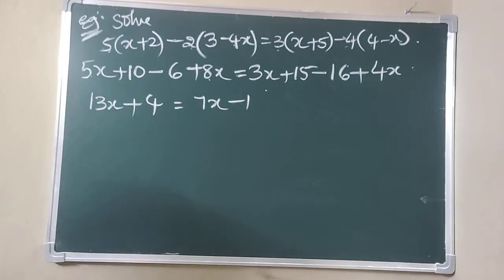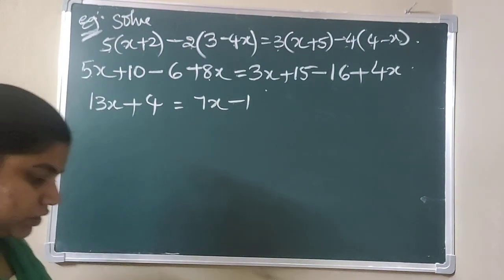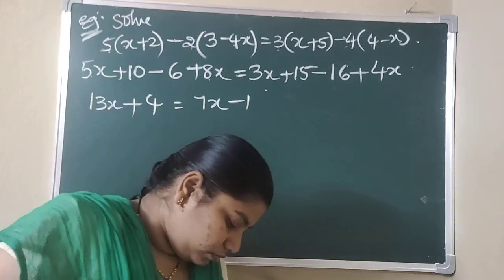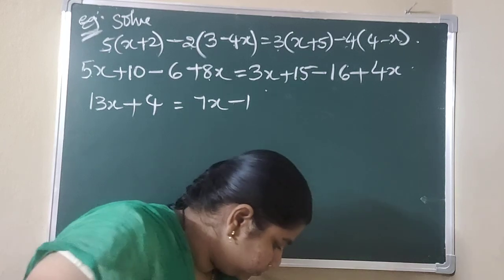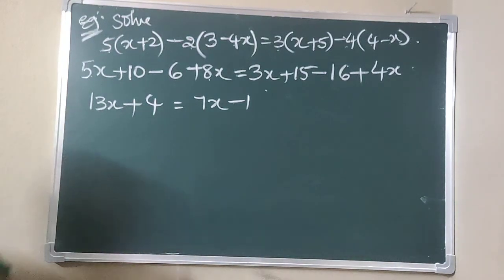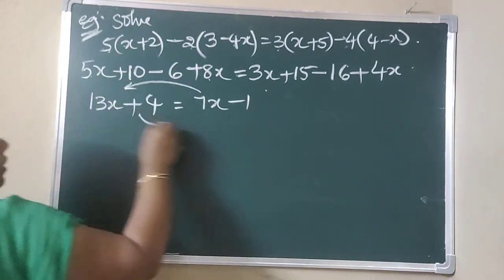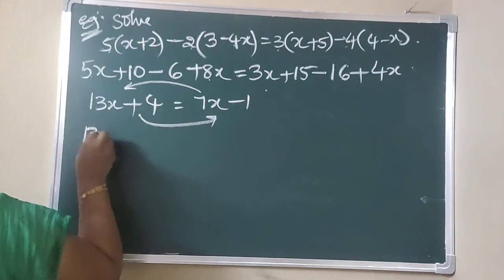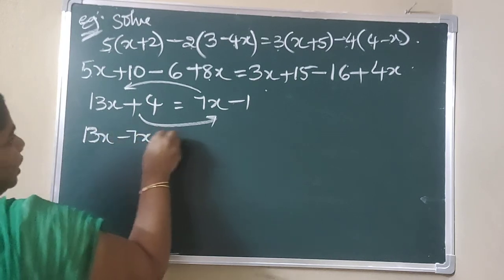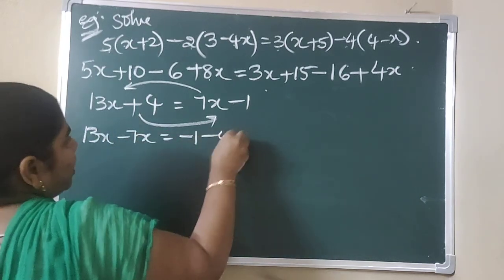Now bring all the variables to one side and all the constants to the other side. I am taking plus 4 to the other side. So it will become 13x minus 7x will be equal to minus 1 minus 4.